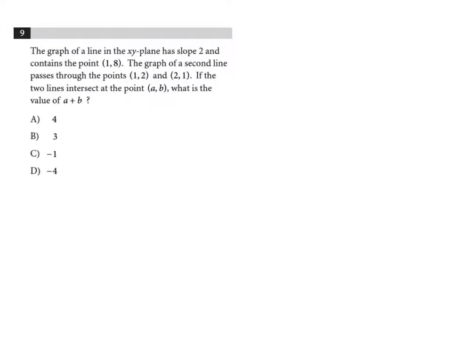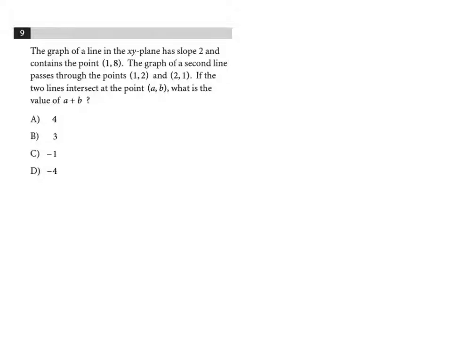Okay, number 9. The graph of a line in the xy plane has a slope of 2 and contains the point (1, 8). The graph of a second line passes through the points (1, 2) and (2, 1). If the two lines intersect at a point (a, b), what is the value of a plus b? Okay, so this is going to be a system of equations.